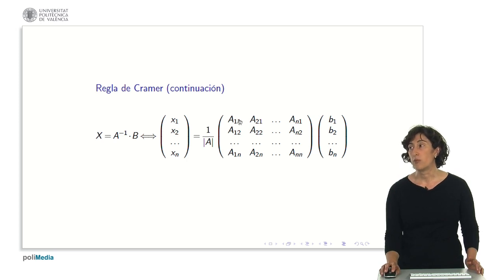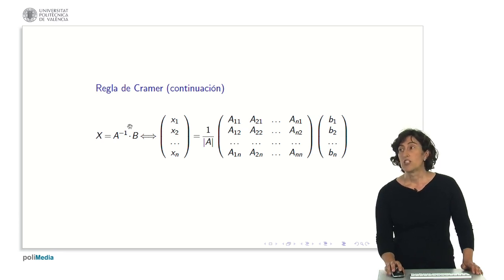Here would be the adjoint of element 1, 1. Here the adjoint of element 2, 1. Not the adjoint of element 1, 2, but 2, 1, and so on. Times the matrix B, which is the matrix of independent terms. Well, this is the Cramer's rule.